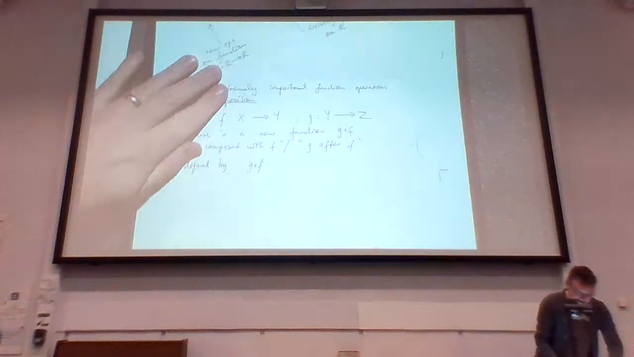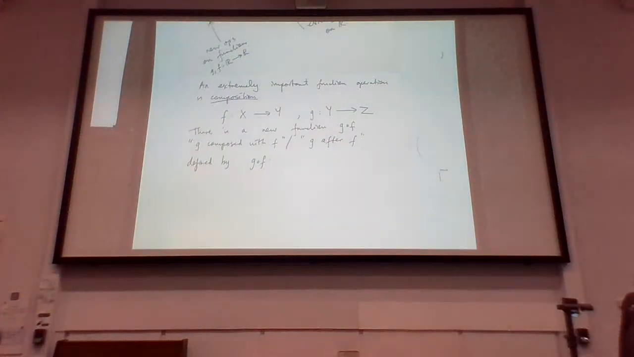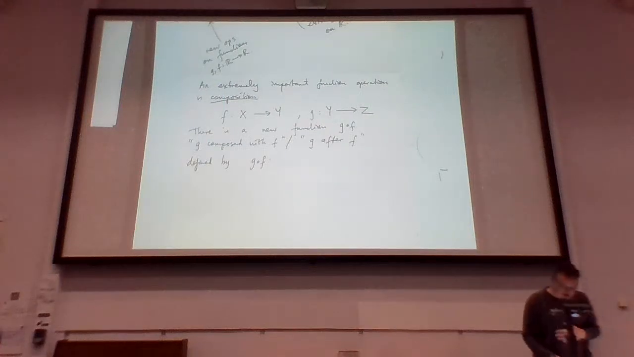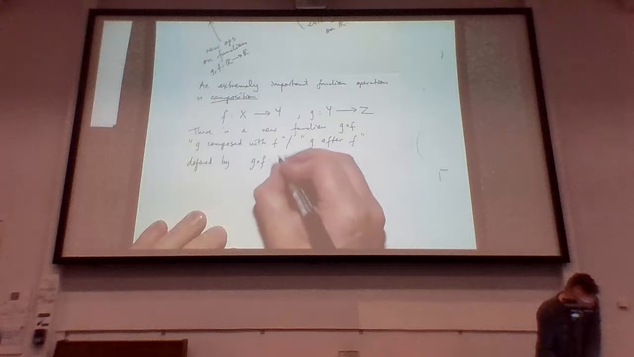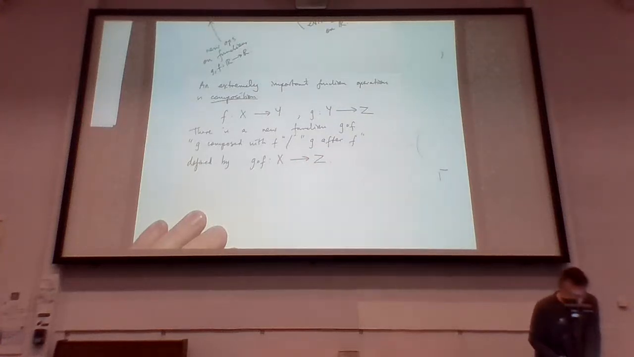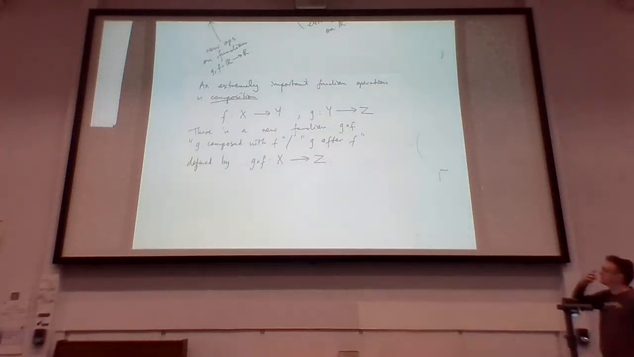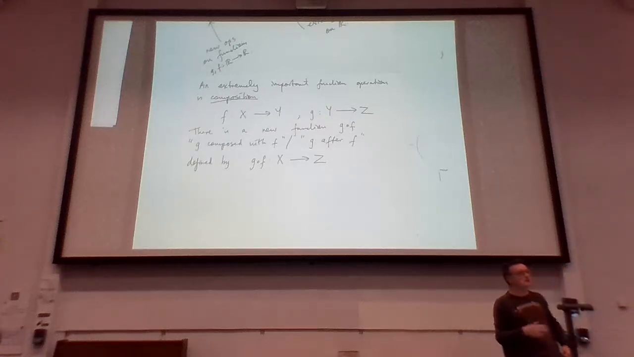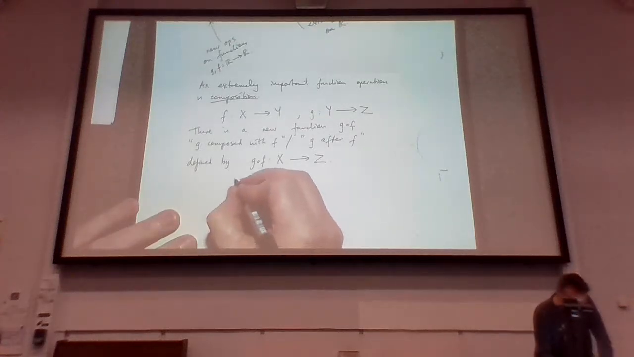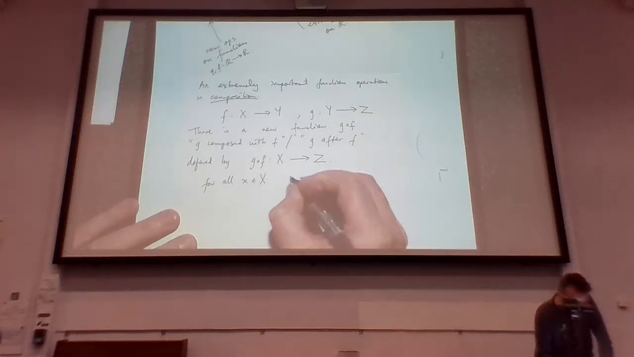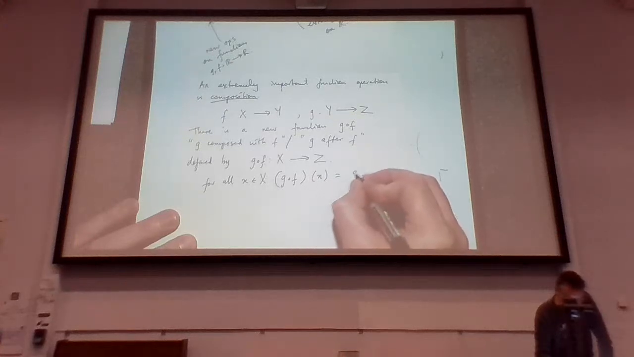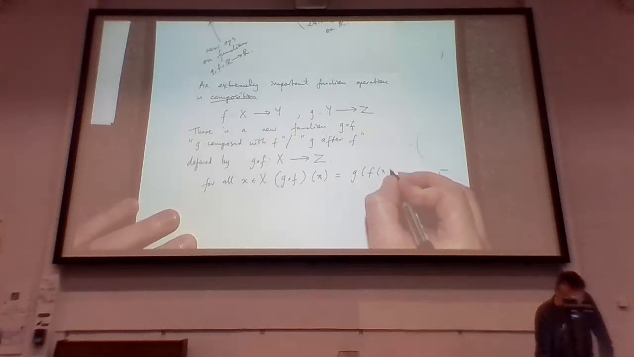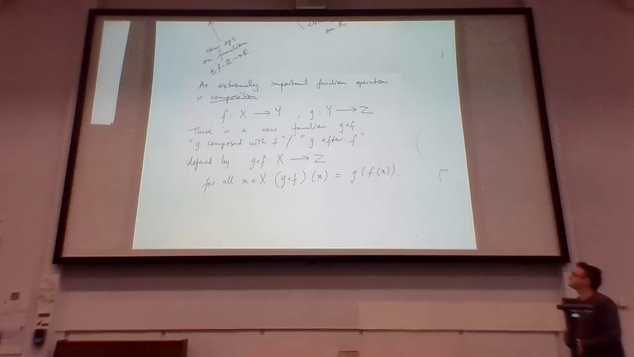Okay, thank you. And so here's this new function, written like this, g circle f, and it goes from the domain X to the codomain Z. So the domain of f to the codomain of g, and it's defined in an extremely natural way: for all elements x in the domain, g after f, this new function, evaluated at x, is simply g of f of x.